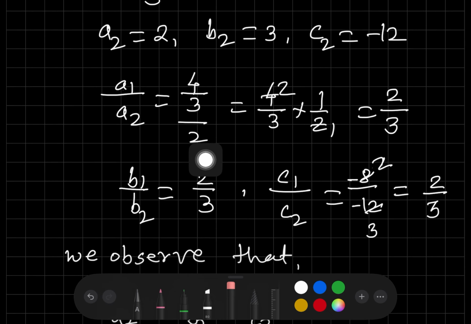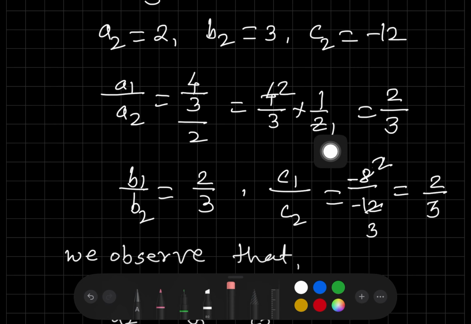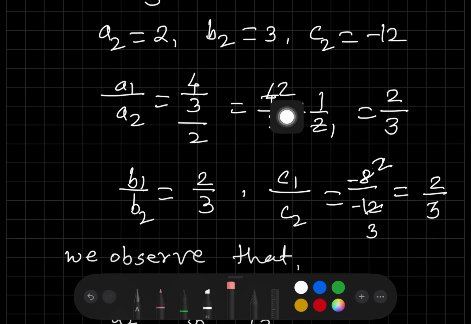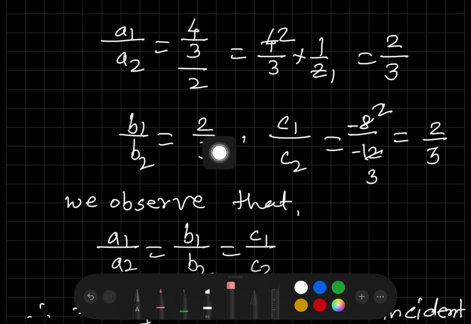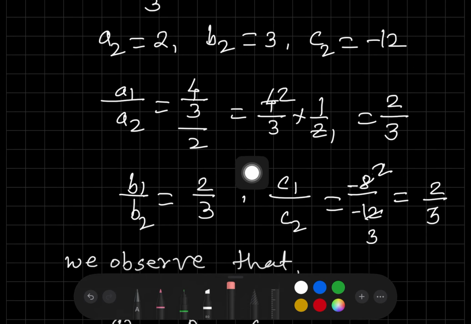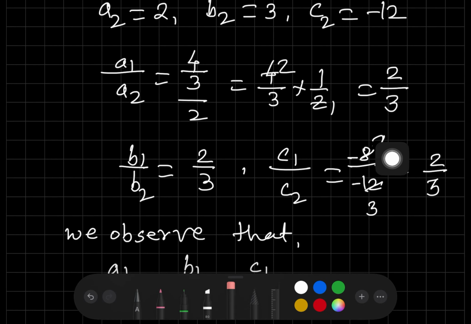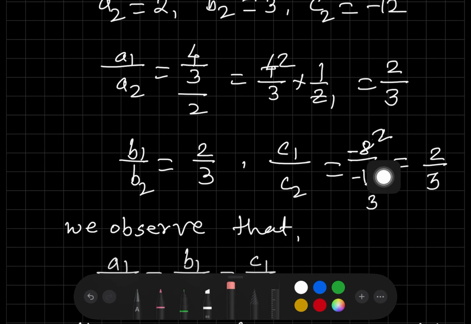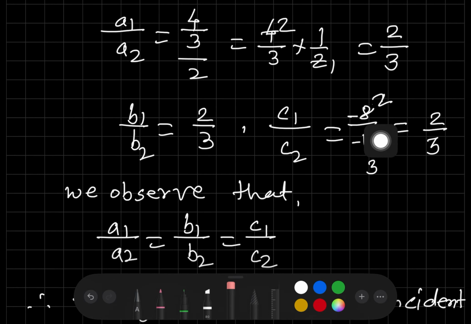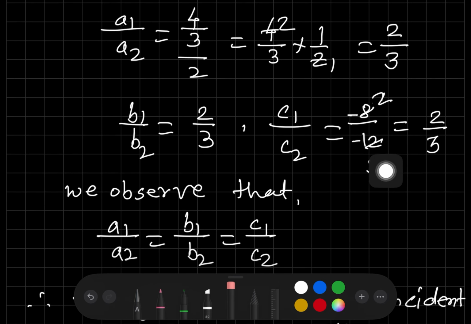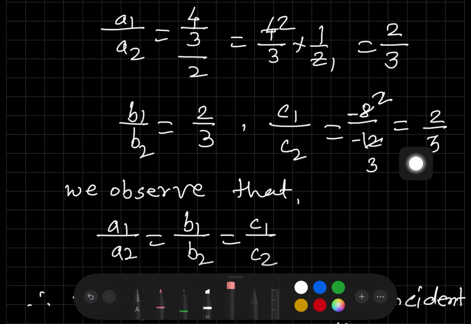4 upon 3 upon 2 means again this fraction 4 upon 3, and this 2 means 2 upon 1, it becomes reciprocal 1 upon 2, so 2 1s are 2, 2 2s are 4, so we will get 2 upon 3. Then b1 upon b2 is 2 upon 3, here b1 upon b2 we got 2 upon 3, and c1 upon c2 is minus 8 upon minus 12. So by 2 we can divide, or by 4 directly we can divide. 4 2s are 8, and 4 3s are 12, so 2 upon 3, and minus minus is plus, 2 upon 3.